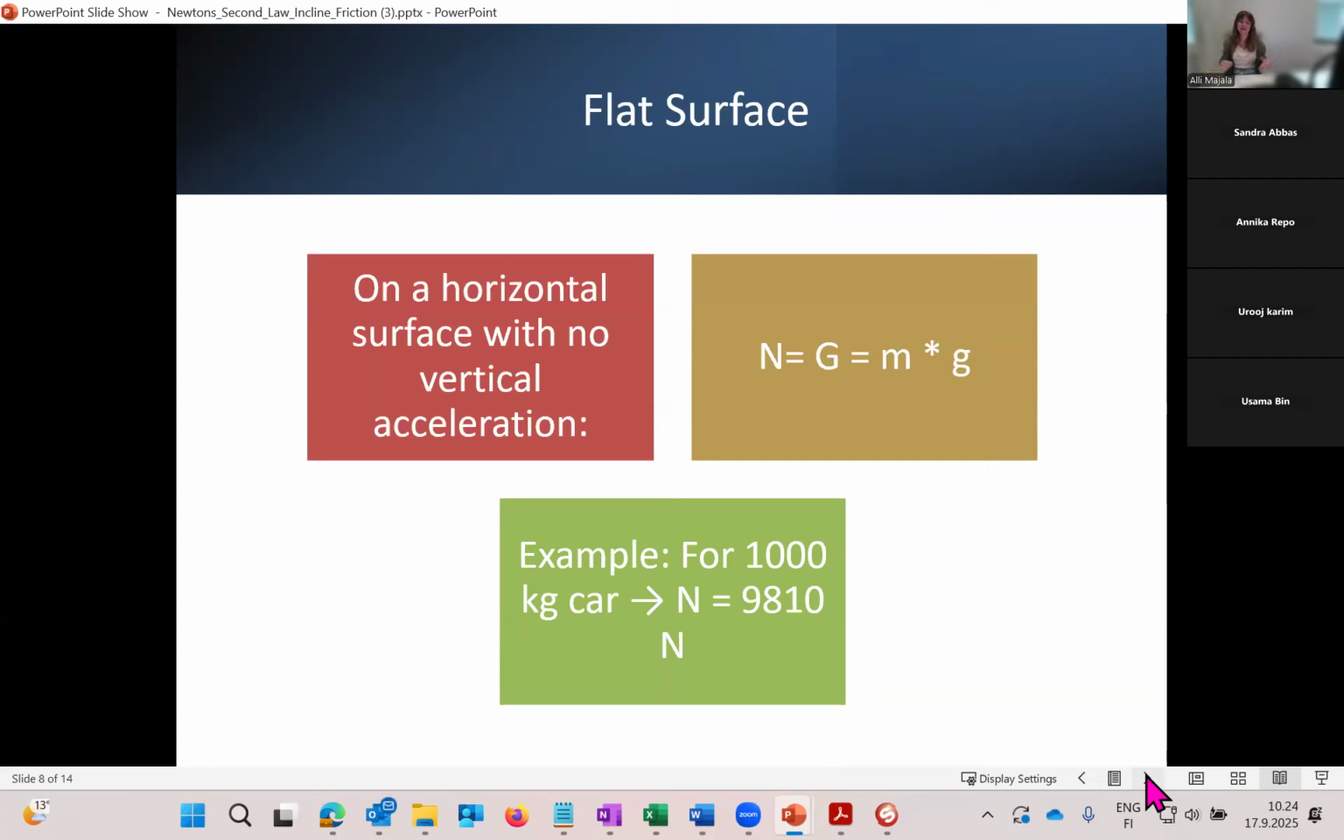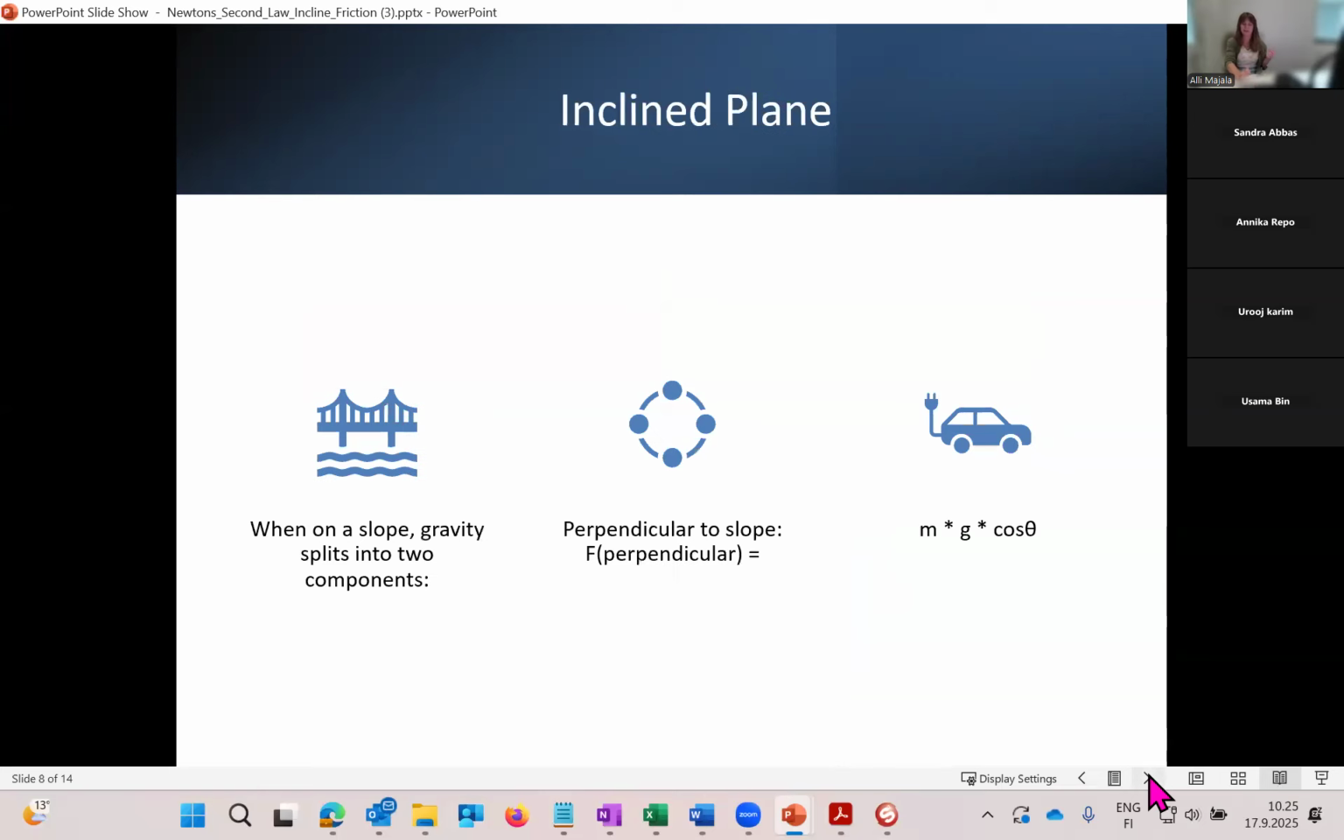Okay, so here also for this car that weighs 1,000 kilograms, the normal force would be the same as this gravity force that we just calculated. Yes, as we realized here, and we will still look at it on the paper. When on a slope, gravity splits into two components. So there's one that's perpendicular to the slope, would be something like this, maybe.